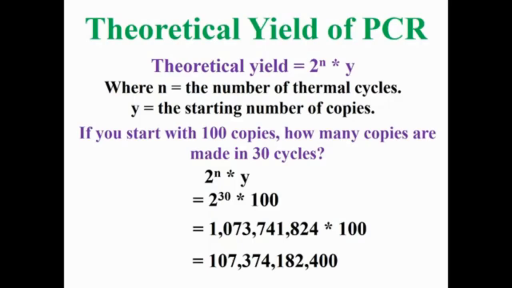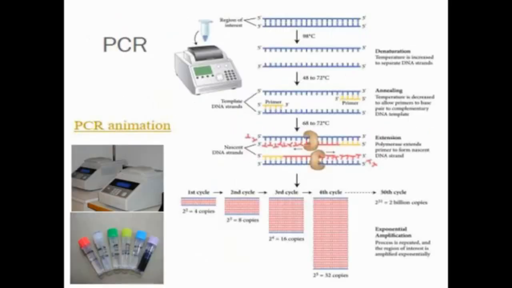By applying the previous equation of theoretical yield of PCR, in this example, y equals 100 copies, and n equals 30 cycles. Therefore, the theoretical yield of PCR of this example is 107,374,182,400.